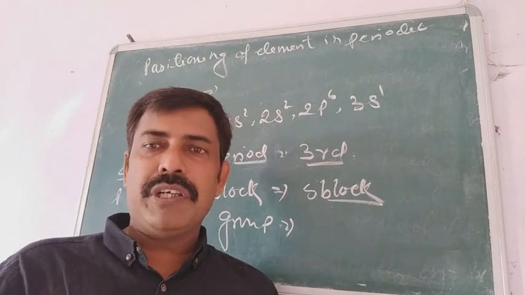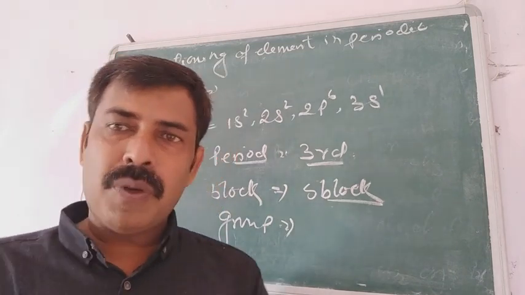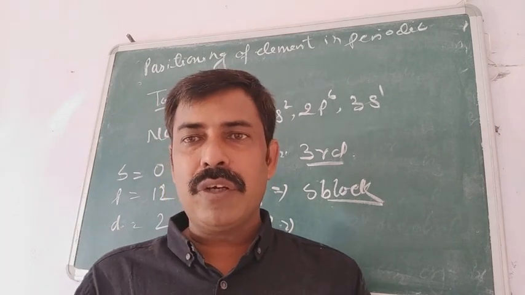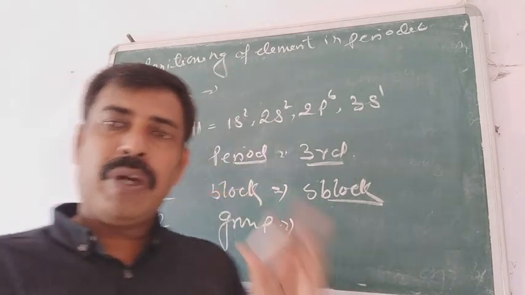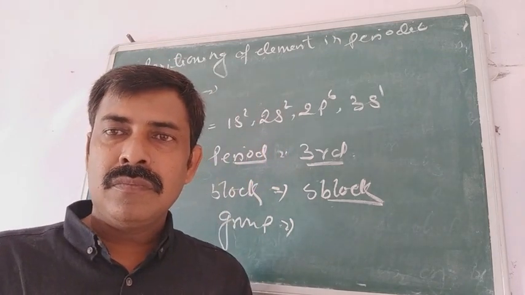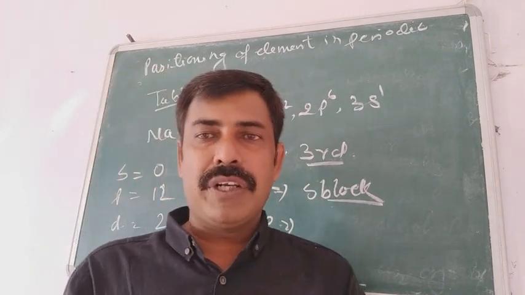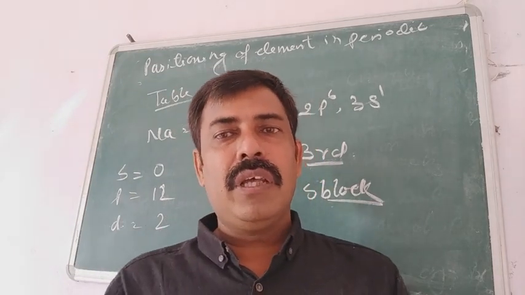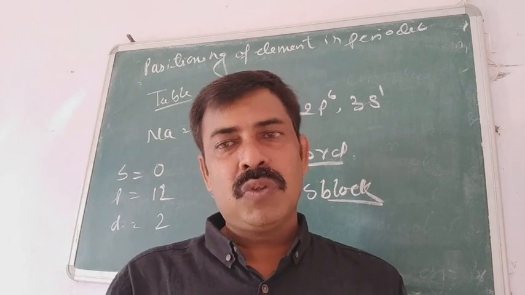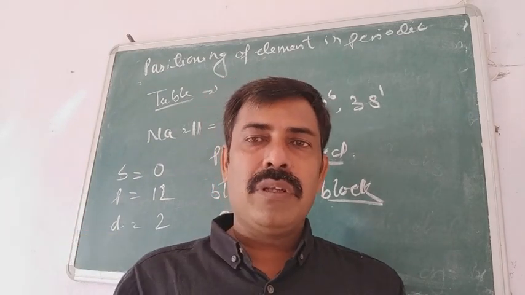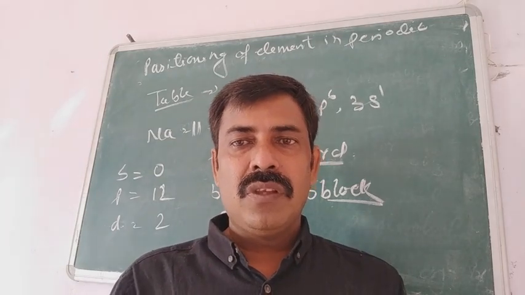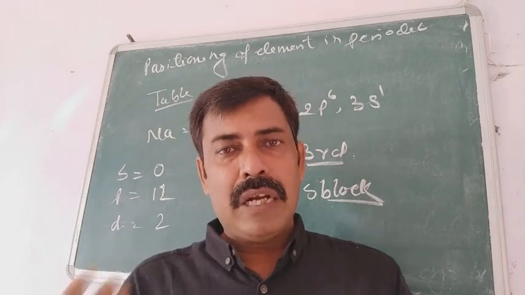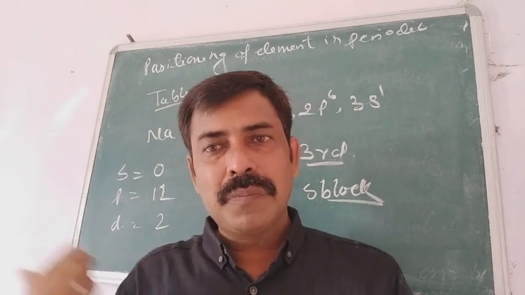When you see the periodic table, the S block starts from group number 1. That means before the S block there is no group, so we are adding 0. But the P block starts from group 13. If it is starting from group 13, before the P block there are 12 groups, so we are adding 12. And the last one, the D block, starts from the third group. Before the D block there are 2 groups, so we are adding 2.